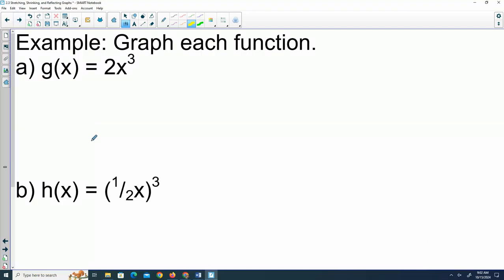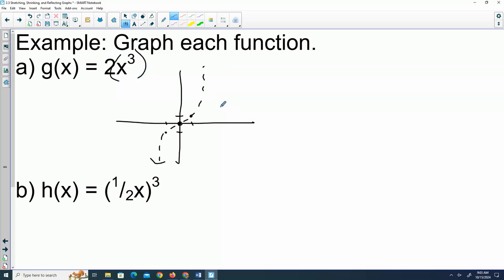Okay, so let's say I asked you to graph g of x equals 2x cubed. What's my parent function? The chair. x cubed is our chair. So let's draw that. If you know that it's a chair, you don't have to have a ton of points, just (0, 0), (1, 1), (negative 1, negative 1). Now that's not enough to know the graph for sure, but if you know it's a chair, that's enough to go from there.